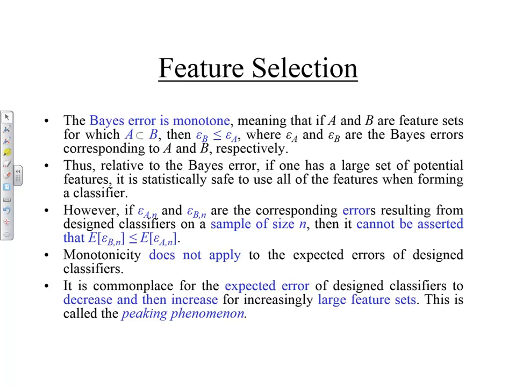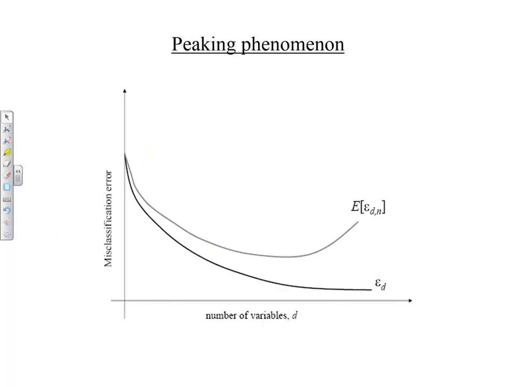However, if epsilon A comma n and epsilon B comma n are the corresponding errors resulting from the designed classifiers, not from the Bayes classifier, on a sample of size n, then you cannot assert that the expected error of the one which contains the higher number of features is going to be lower than the expected error of the classifier using a smaller number of features. In fact, monotonicity does not apply to the expected errors of designed classifiers. It is commonplace for the expected error of designed classifiers to decrease as you start increasing the number of features, initially the classifier is doing better, the expected error is going down, and then it will go up. This is referred to as the peaking phenomenon, and that's captured in the next diagram.